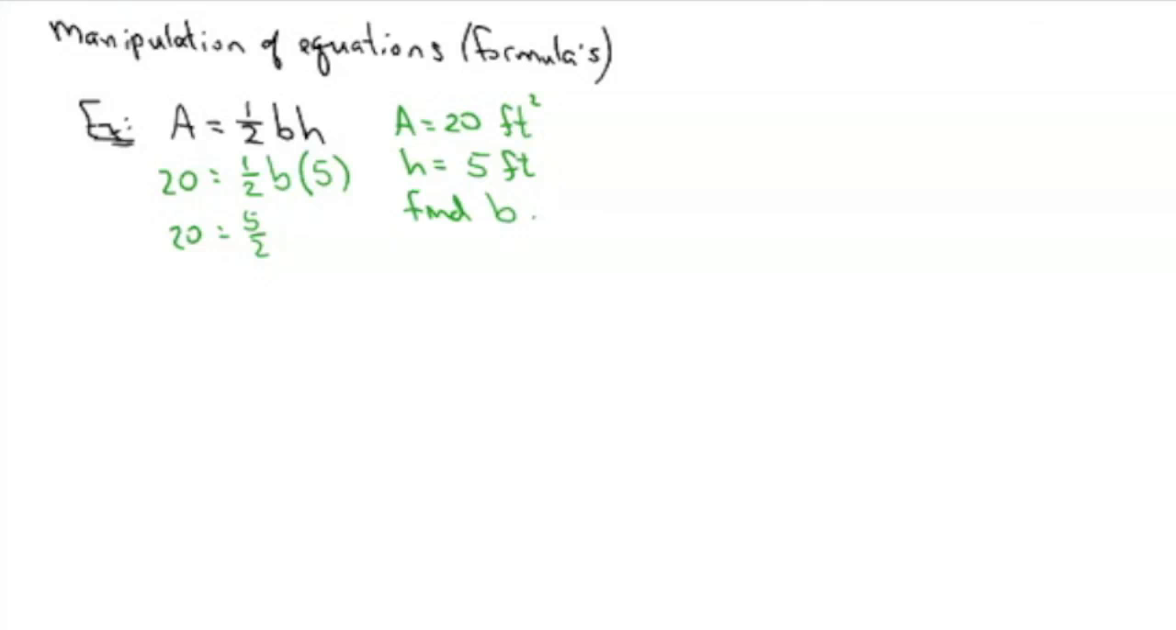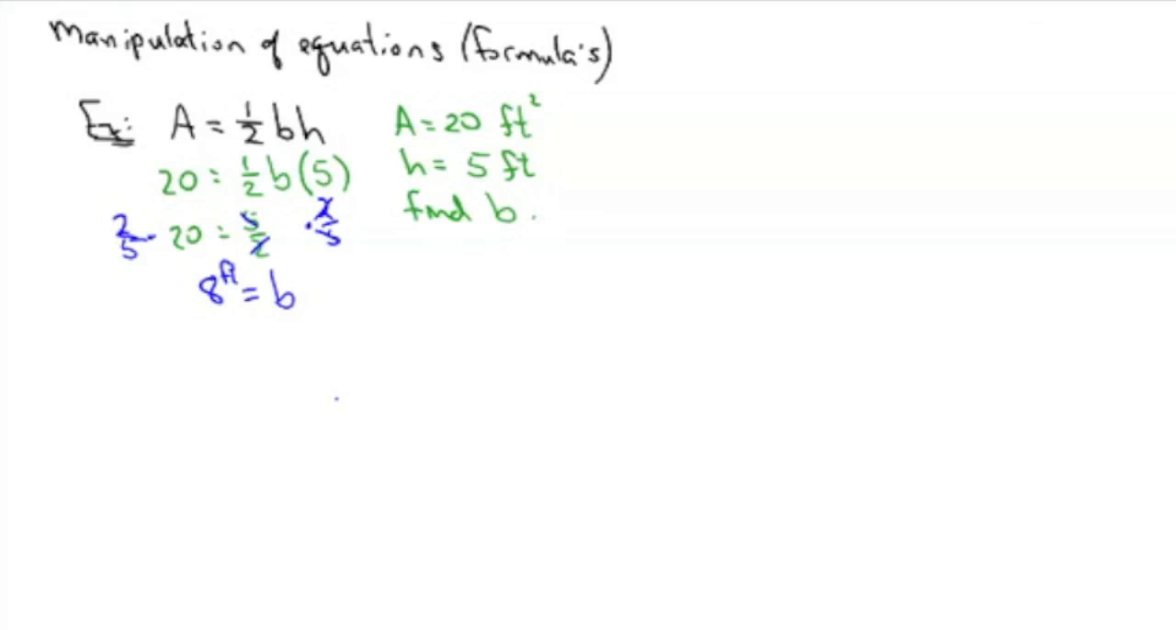Are you sure? Because I worry when fractions get involved. How do you solve this equation? Multiply by its multiplicative inverse, which is 2 over 5. Remember we talked about inverses and reciprocals as inverses? So if I multiply both sides by 2 over 5, that should give me my answer. The 2's cancel, the 5's cancel, and you're left with b. 5 goes into 20. 4. 4 times 2 is 8. So we get, the base has to be 8 feet.